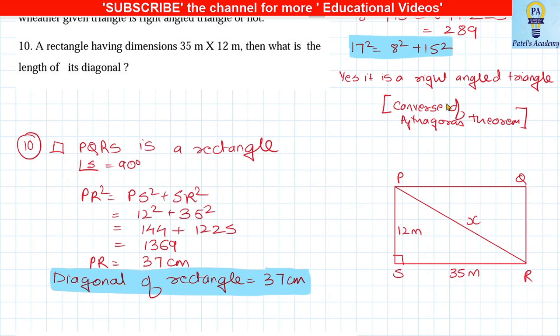It is a rectangle of dimension 35 by 12. When they say dimension 35 by 12, it means length and breadth, meaning the two perpendicular sides. So have a look at the figure. The two perpendicular sides are 12 and 35. We are using Pythagoras theorem. 12 square plus 35 square, that is 144 plus 1225, that is 1369, and square root of 1369 is 37 centimeters. So the diagonal is 37 centimeters.